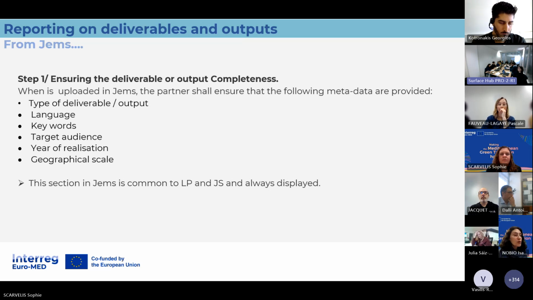We will ask you also to indicate in the plugin that has been developed in addition to GEMS, and that will be presented afterwards, the type of deliverable or output, the language, some keywords that are limited to 5, key keywords, and also program-specific keywords, the target audience, the year of realization, and the geographical scale. You will see that in the plugin you have automatic list with multi-choice, and this section is common to the lead partner and to the GS.